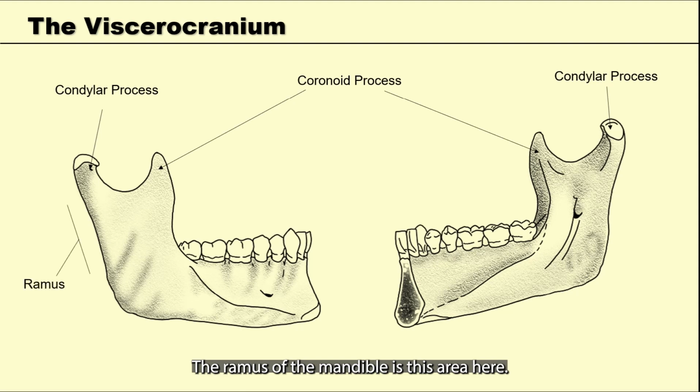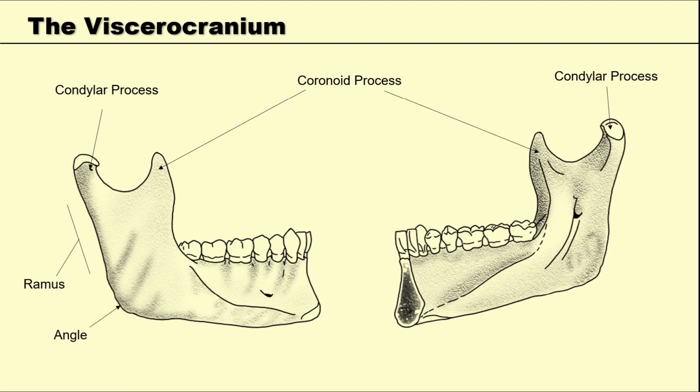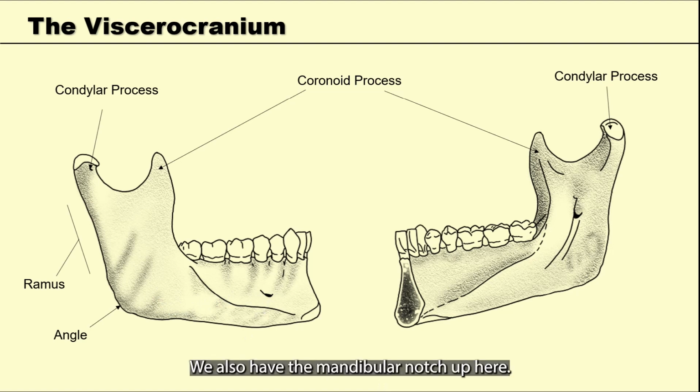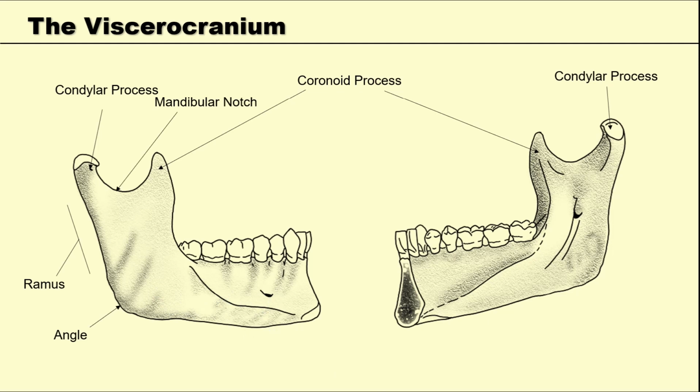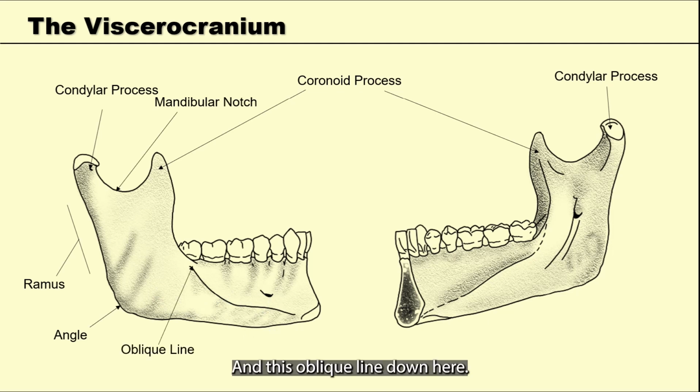The ramus of the mandible is this area here. And just below that, we also have the angle of the mandible. Everything anterior to this is known as the body of the mandible. We also have the mandibular notch up here, and this oblique line down here.